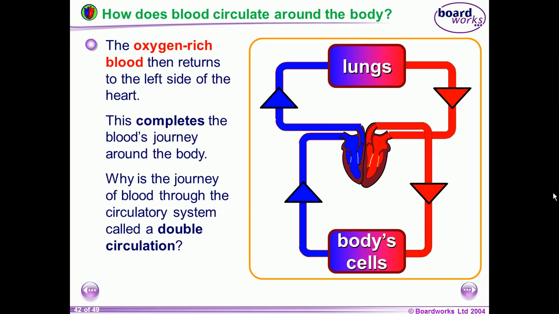And you can see this is a double circulation, because there's one circulation from the heart to the body cells, and there's another circulation from the heart to the lungs. So there's two circulations. So humans have got a double circulatory system.